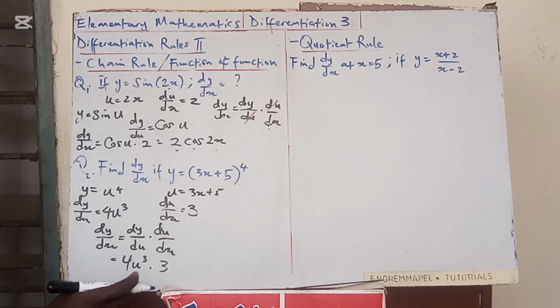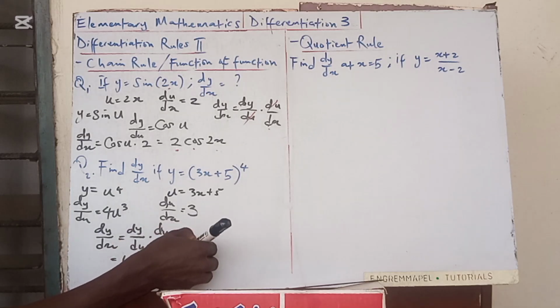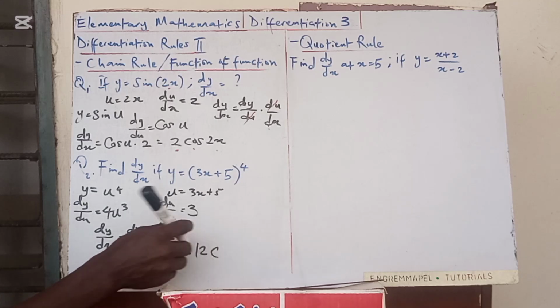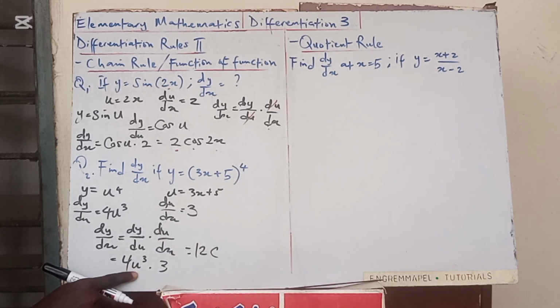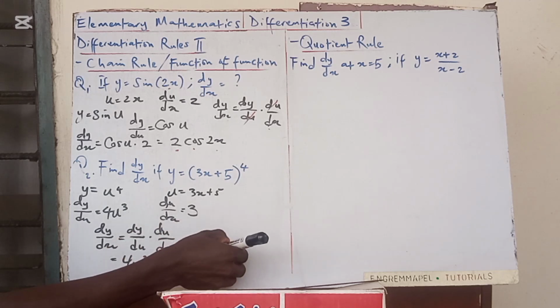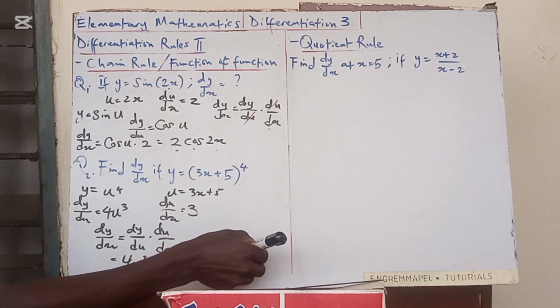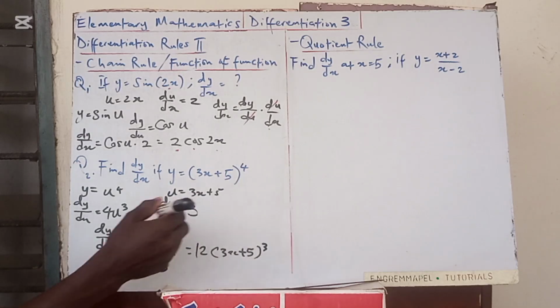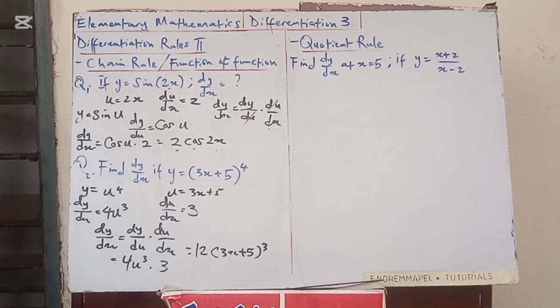So now you can multiply. If you're having 12u, you can insert your u there now. Where's your u? This, the one we represented here. So that will be 3x plus 5 raised to power what? 3. Now you have to pay attention here also. This is the answer for this.